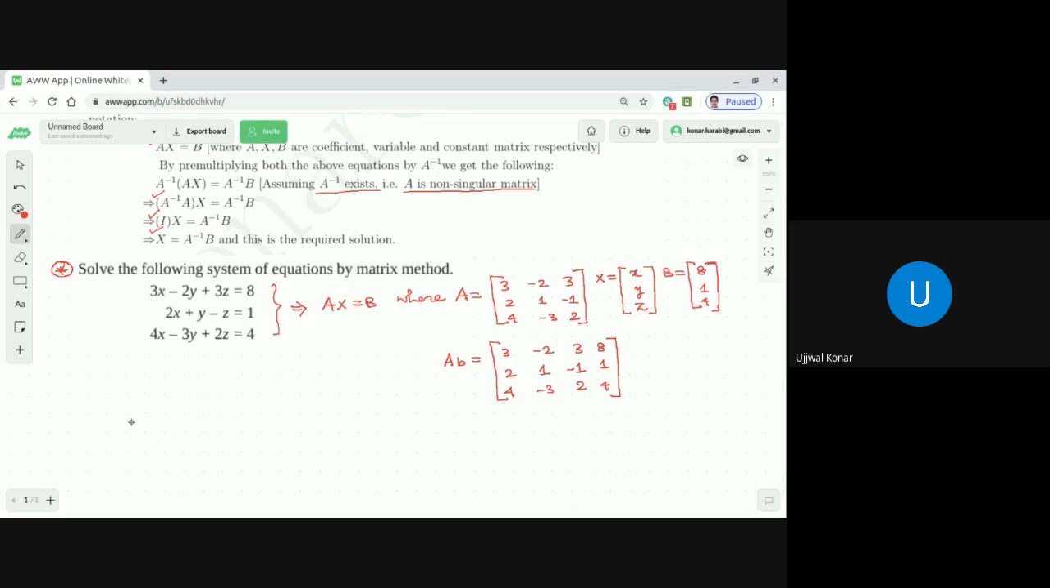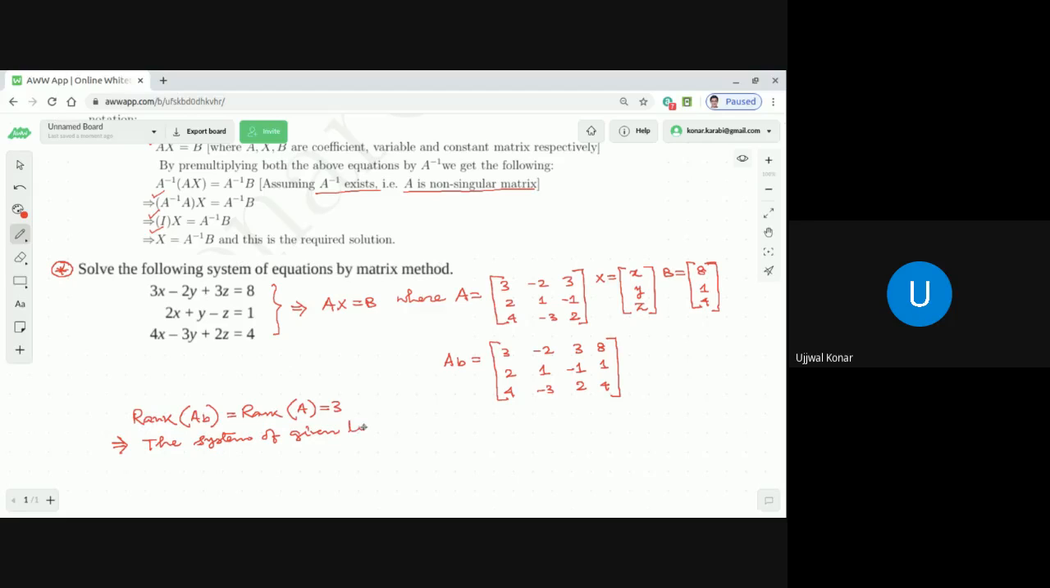Dear students, I want to discuss more on the system of linear equations. So the rank of AB should be equal to the rank of A, and that is equal to 3. So what does it tell? It tells that the system of linear equations is consistent and has a unique solution, because 3 is the number of unknowns.